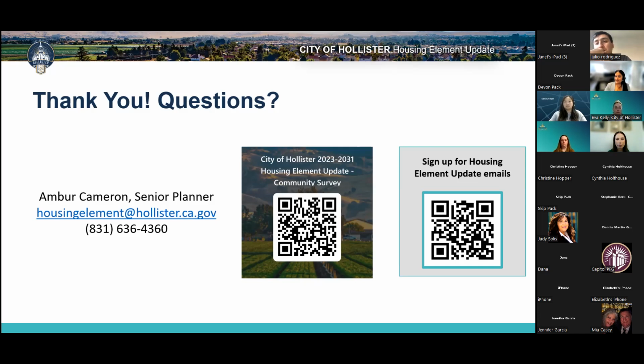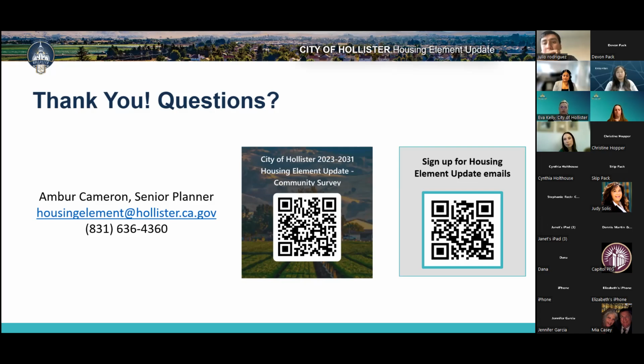Devin, I see your hand is up. Yes, I'd like to respond a little bit to Janet and Julio's comments with regards to impact fees. We have to be careful that if the impact fees are too high and go too far out of proportion to our neighbors in Gilroy and Salinas, then it will kill production and effectively act as a moratorium.